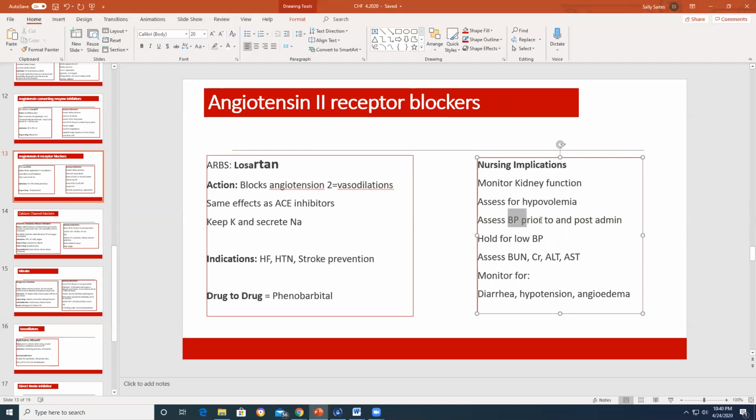Again, blood pressure prior to and post administration. Hold for low blood pressure unless otherwise stated. Typically hold at less than 90. So you're going to assess your BUN, creatinine, ALT, and AST. And then for this, you want to monitor for diarrhea. It can cause diarrhea, hypotension, and the angioedema. Okay, the angioedema.